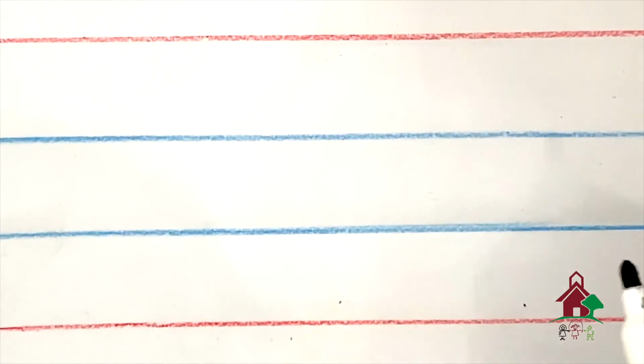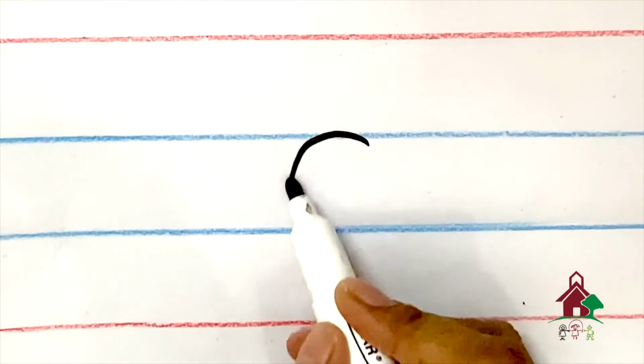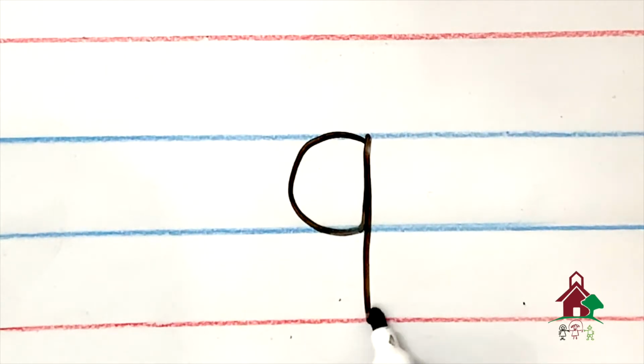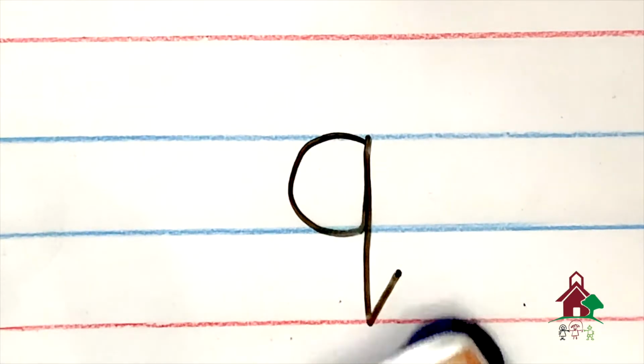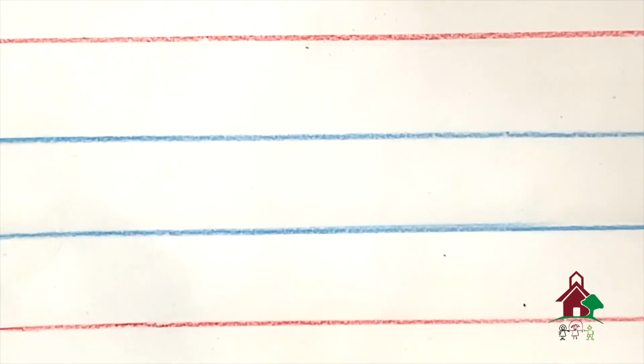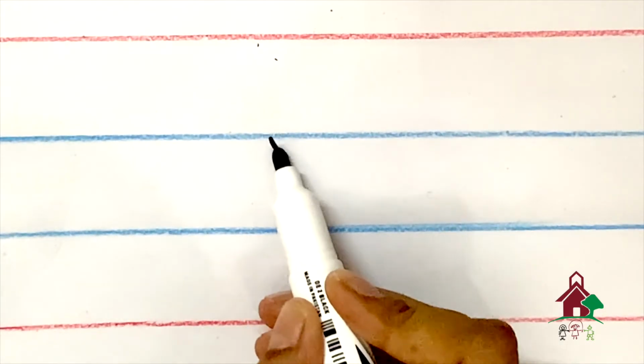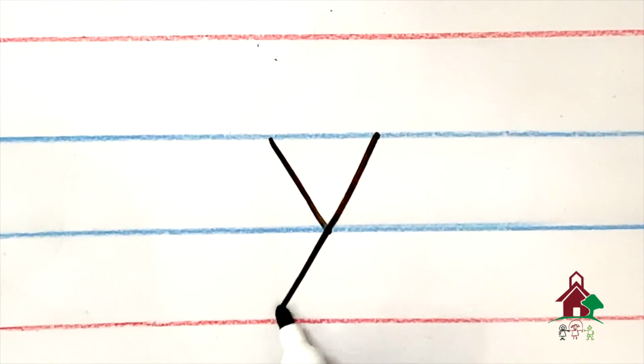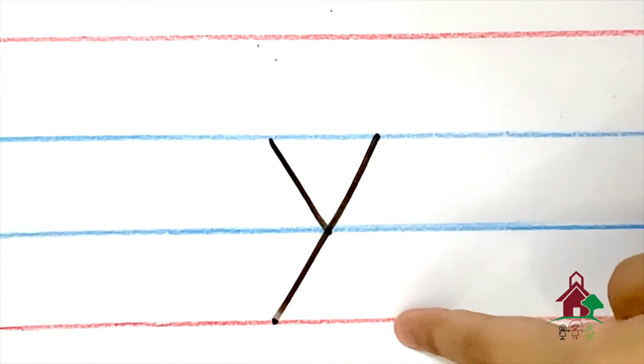Next we have q. Make a k. Come up, go down towards the bottom red line and make a small slant line. Qu. Qu comes between the two blue lines and bottom red line. That's right. Let's erase it. Next we have y. We will start from the top blue line, make a slant line, lift your hand and then a longer slant line towards the bottom red line. So this is y. Y comes between the two blue lines and bottom red line.